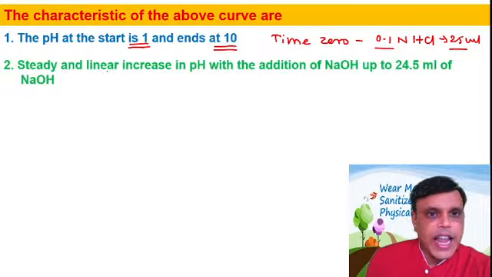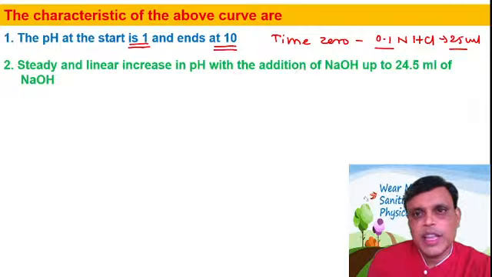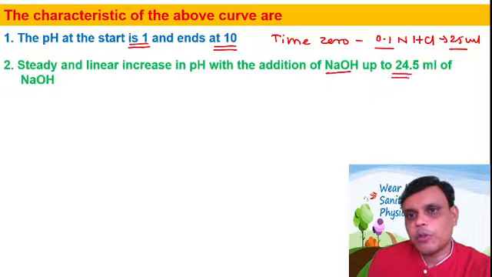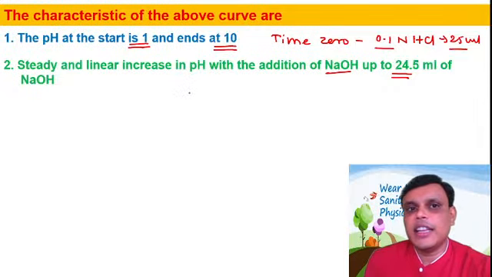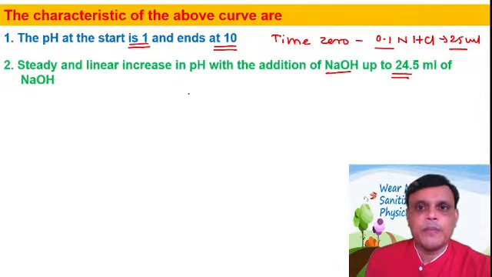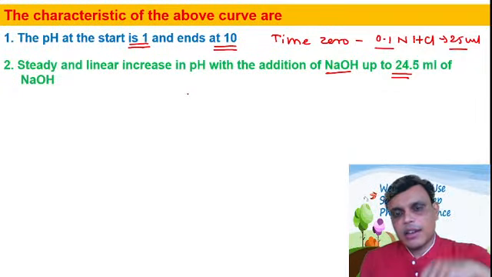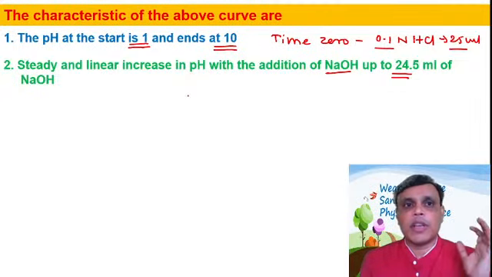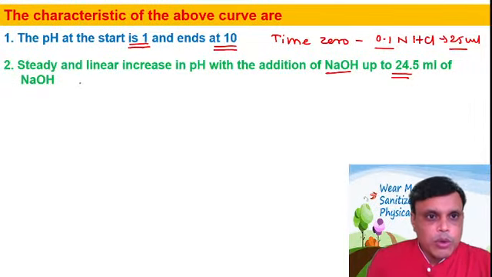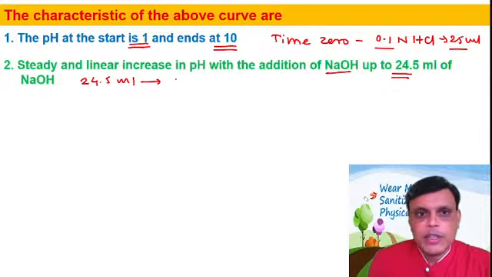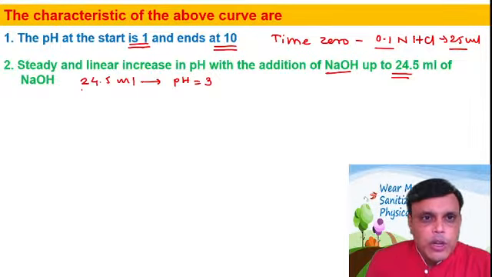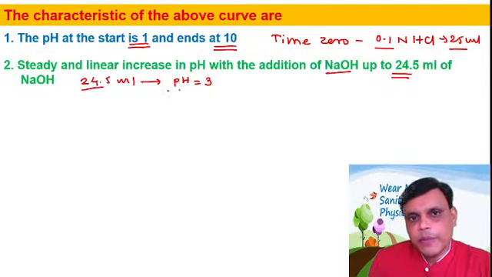There is a steady and linear increase in pH with the addition of NaOH up to the volume 24.5 ml. So as we add NaOH drop by drop, a steady and linear increase in the pH will take place. So up to 24.5 ml, your pH will increase up to a value of 3. So at 24.5 ml, your pH will be 3.